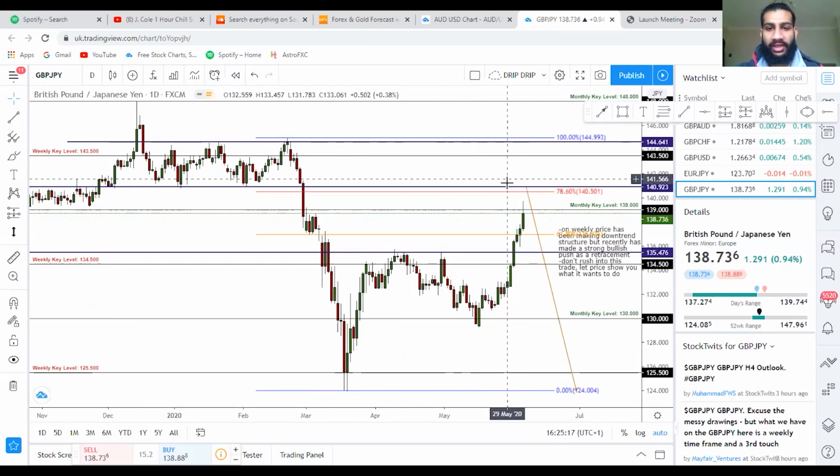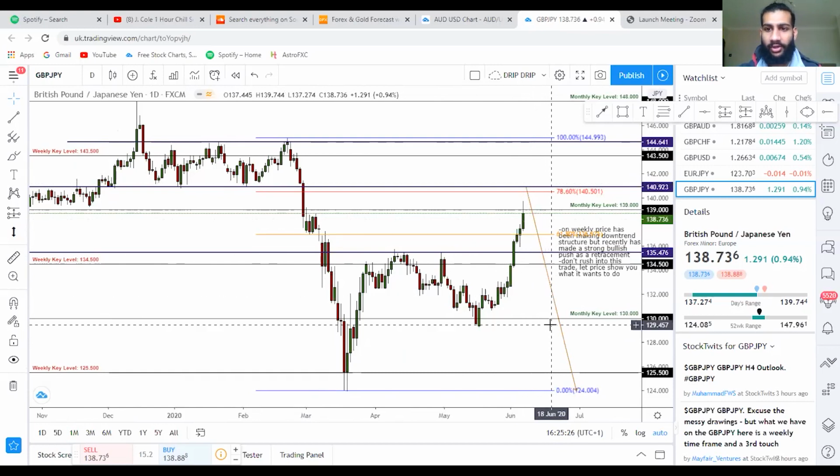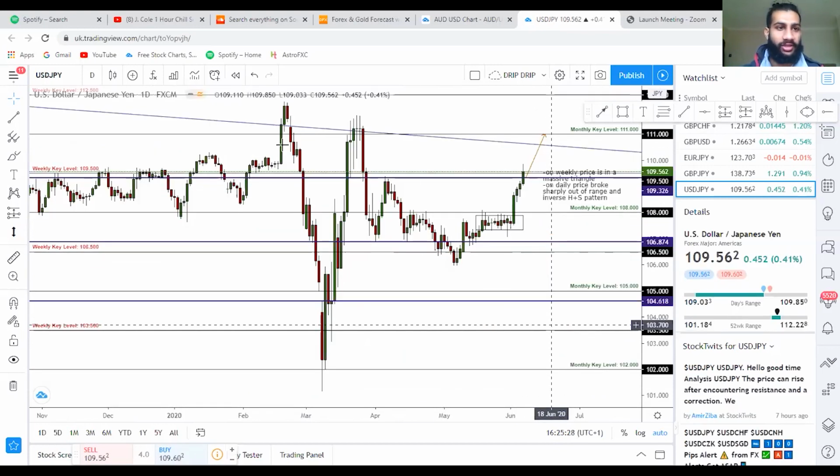I see a bit of resistance over there, key level. And if it shows resistance from there, I might take it lower. If it wants to push up, I'm probably just going to leave it. But if it does show resistance and wants to come lower, then by all means, I shall take it.